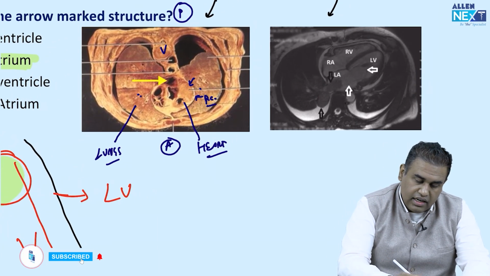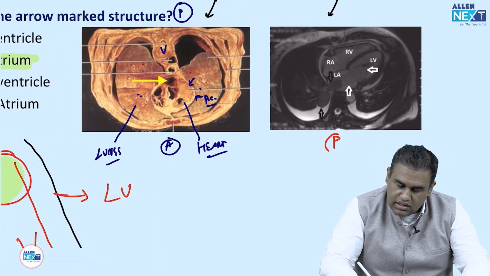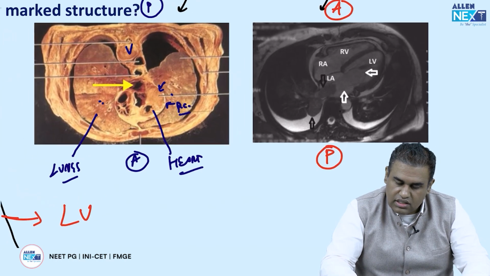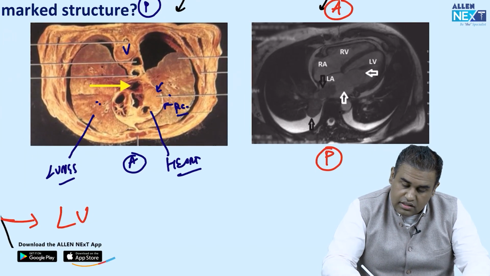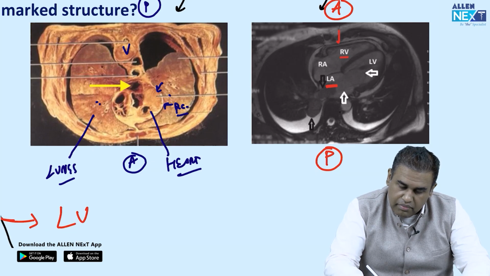Look at this image as well on the right side. Here in this image, this will be the posterior, that will be the anterior aspect. Look at all the chambers being already labeled. This is LA for left atrium, RV anteriorly, right?